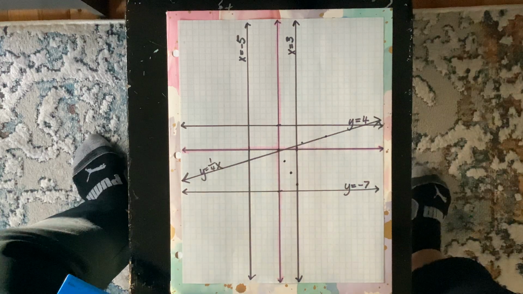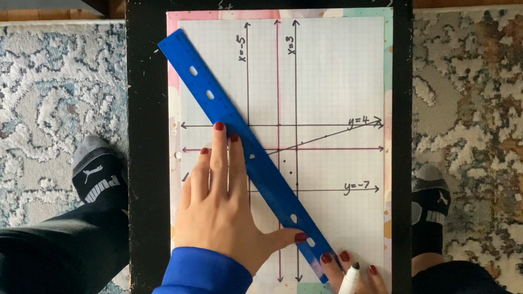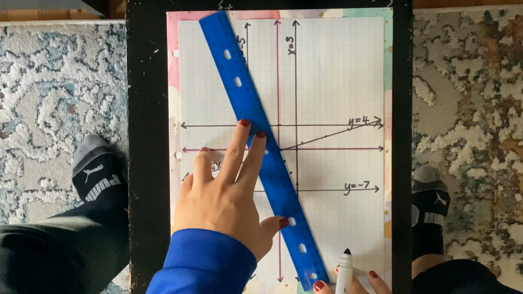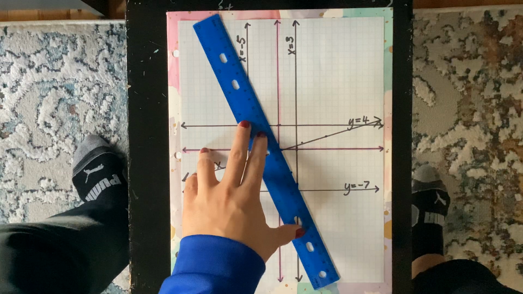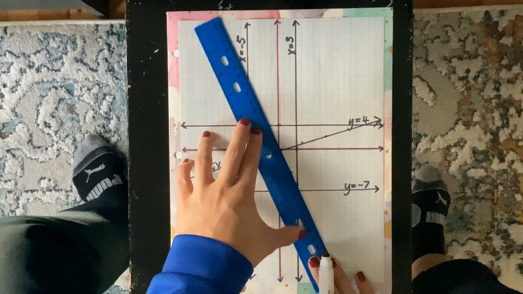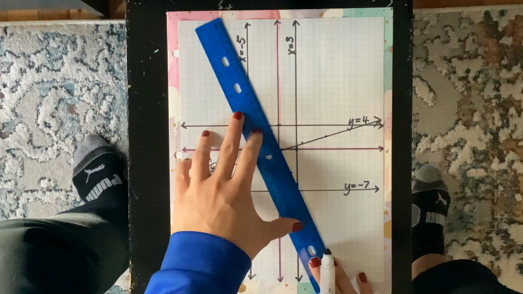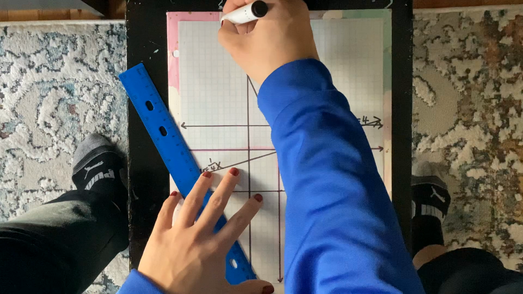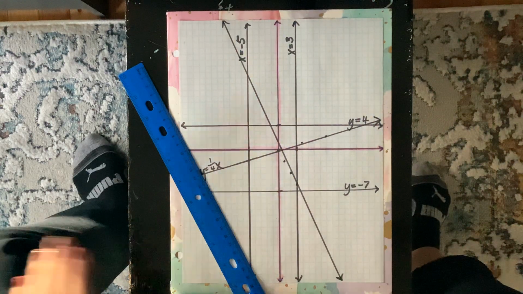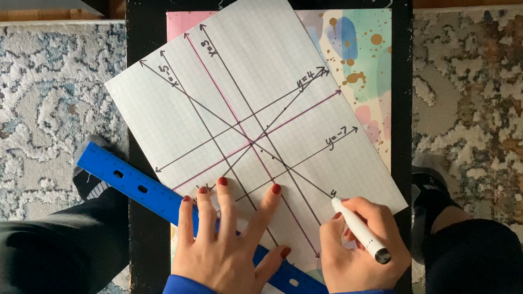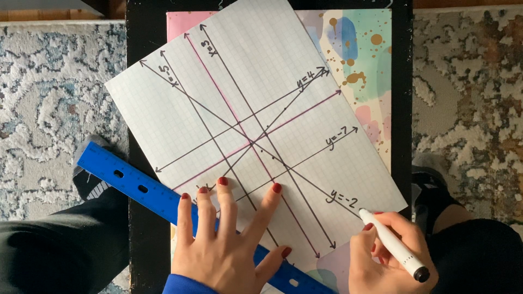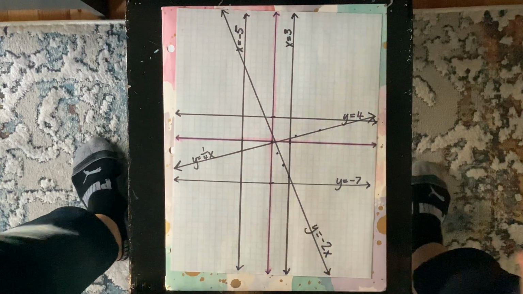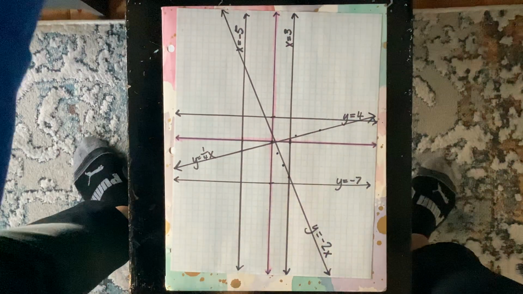Okay, so once you make a few of those points, you're going to be able to use your ruler and draw your line. Remember to include the origin. It should touch the center. Okay, so let me pull this down a little bit. Okay, so that's what that function graph looks like. I'm going to label it y equals -2x. Okay, 2 more to go.